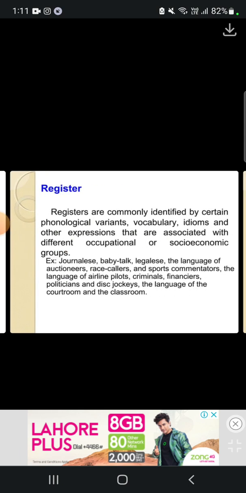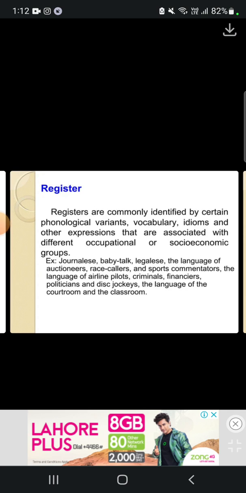Now let's see how register is different from styles. Registers are commonly identified by certain phonological variants. There are different things that can differ, like in phonology; they may differ in vocabulary, in use of different idioms and other expressions that are associated with different occupational or socio-economic groups.